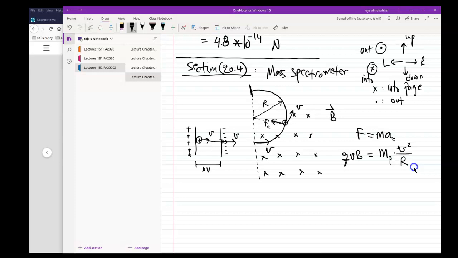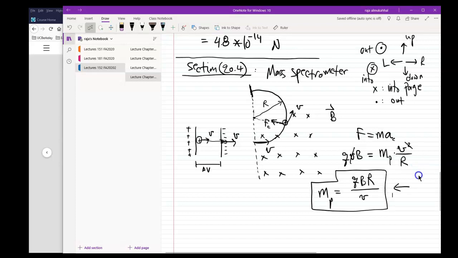So now I have this interesting relationship. This v and this v cancel out. And I want to solve for the mass, because I'm interested in the mass of the proton. So I get m equals QBr over v, and there we go. I have an expression for the mass. And that's how I know the masses of all the subatomic particles, or any atom in the periodic table or in the nuclei chart.